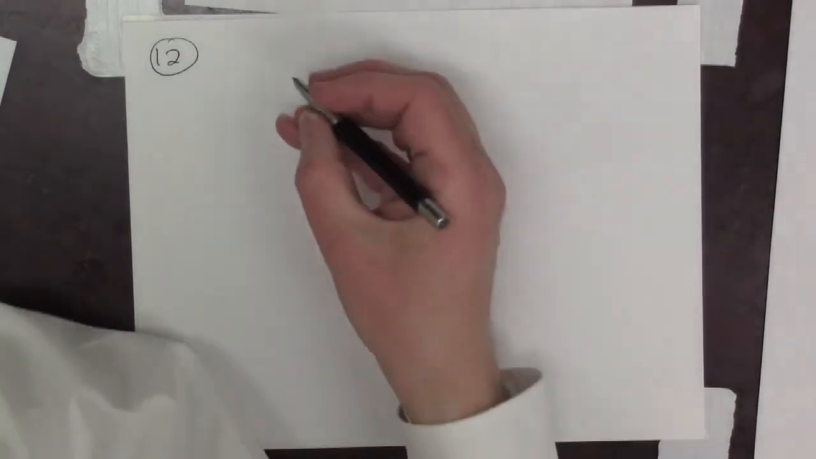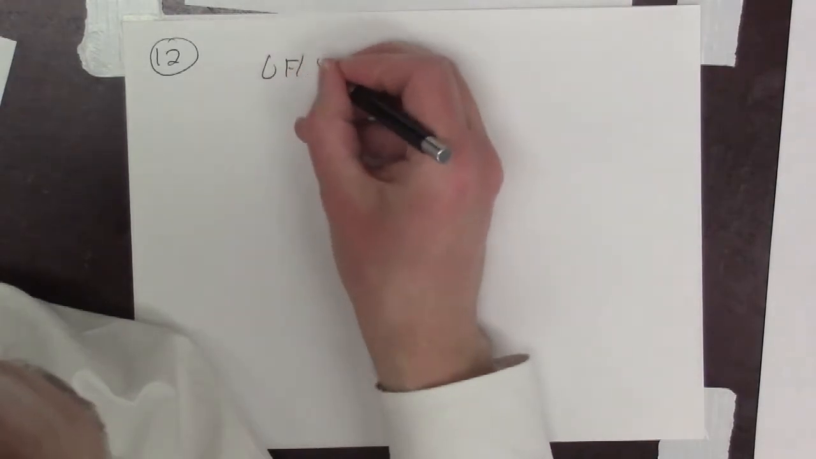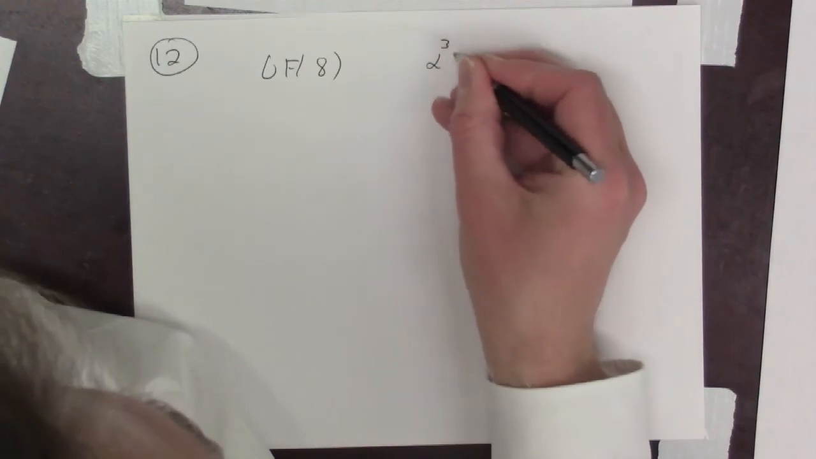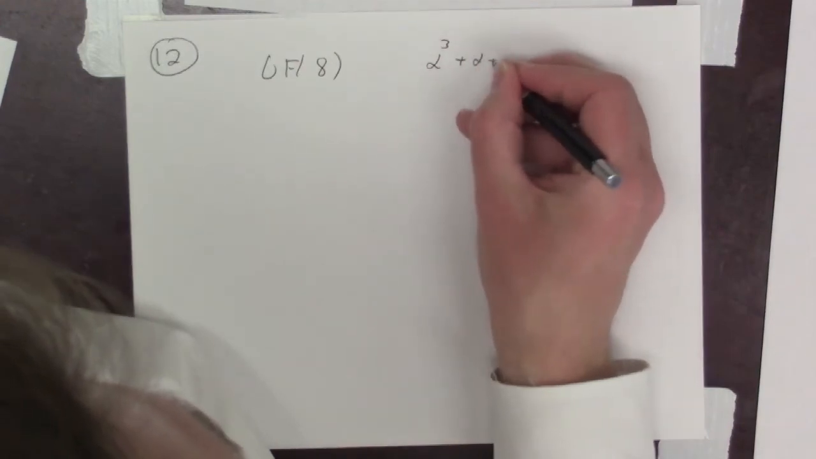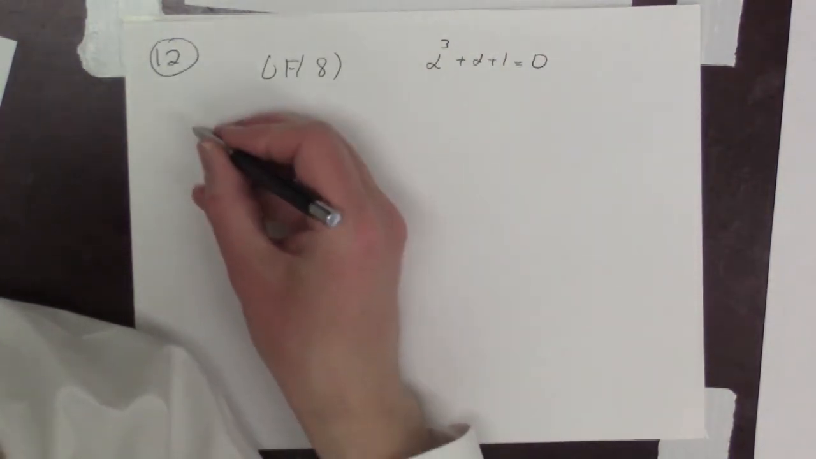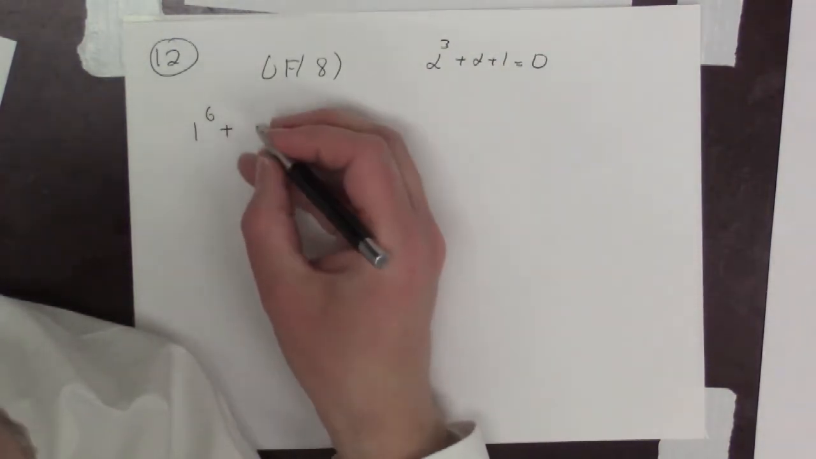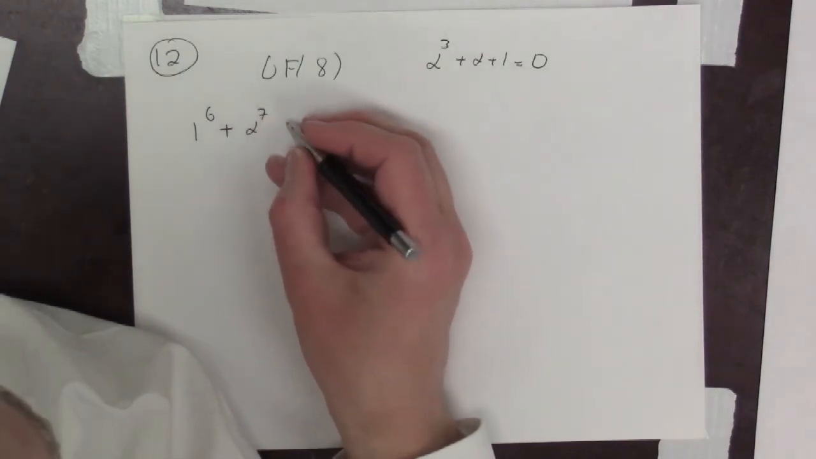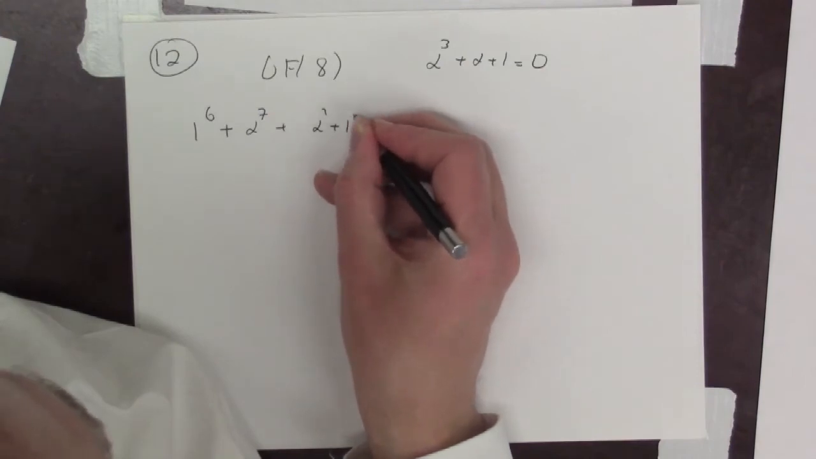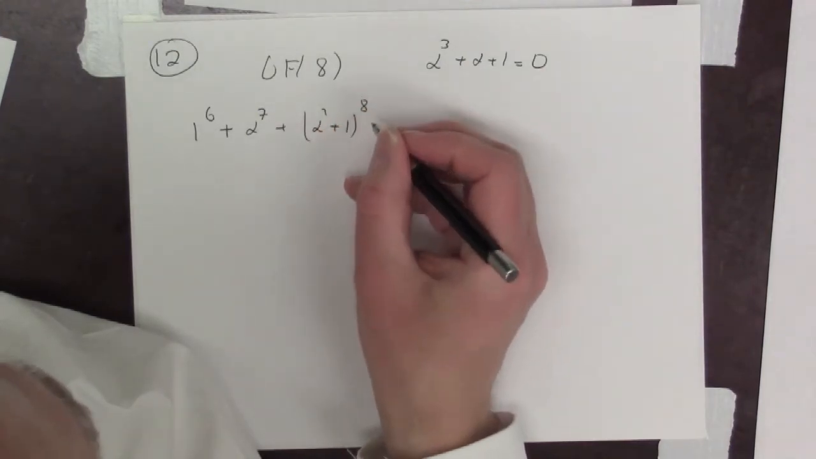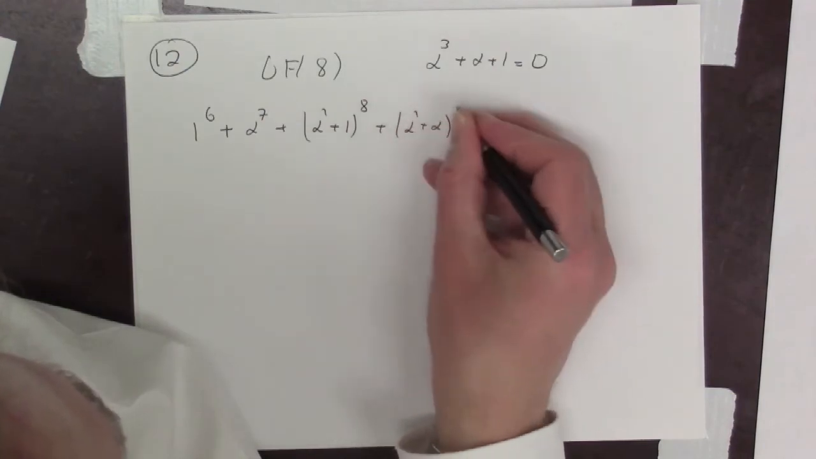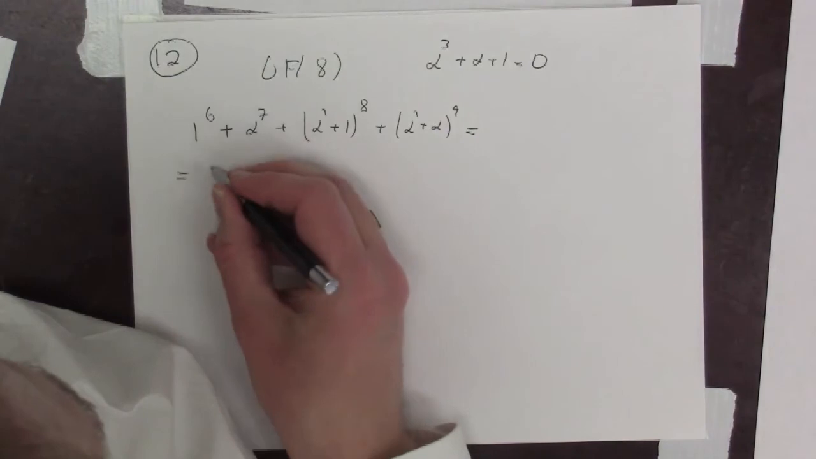And you remember, we obtained the field with 8 elements by taking the field of 2 elements and putting in this root alpha, where alpha cubed plus alpha plus 1 equals 0. And what are we trying to compute? 1 to the 6 plus alpha to the 7 plus alpha squared plus 1 to the power of 8 plus alpha squared plus alpha to the power of 9. But this is peanuts, that is 1, okay?